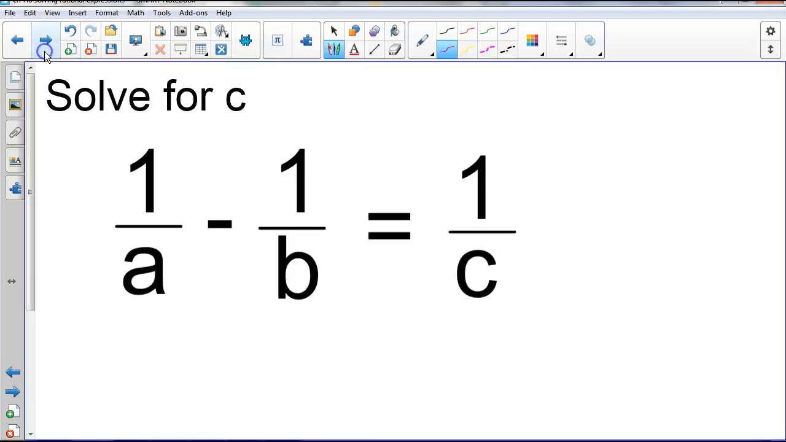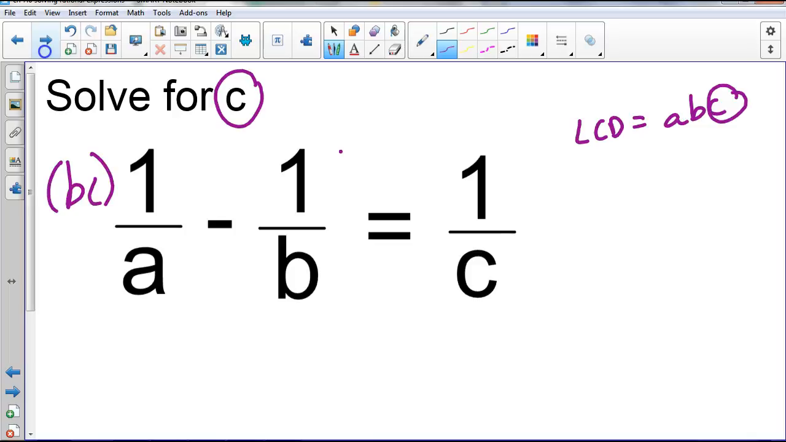Okay. We'll take a look at another similar example. So if you didn't quite get all the logistics on that one, hopefully this another example will help. We are solving for C this time. So our LCD is ABC, but we're solving for C. So I need to multiply A by BC, B by AC, and C by AB.